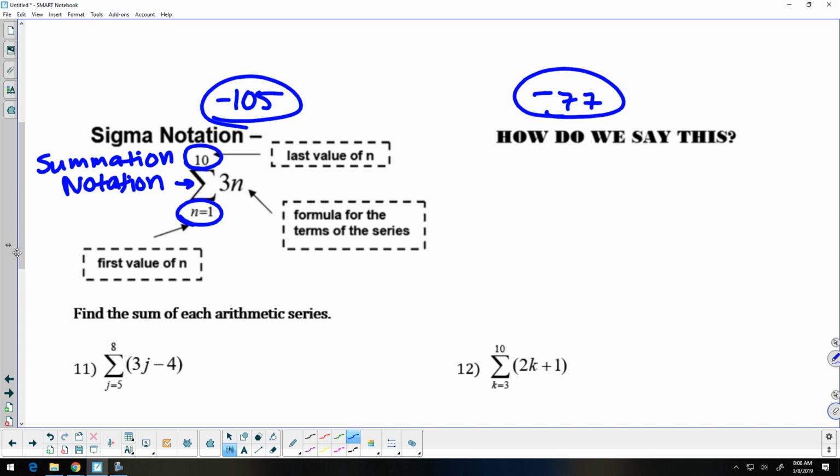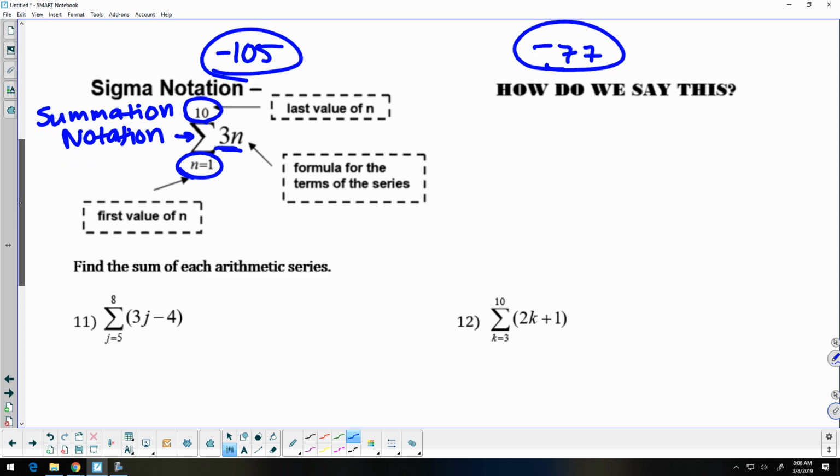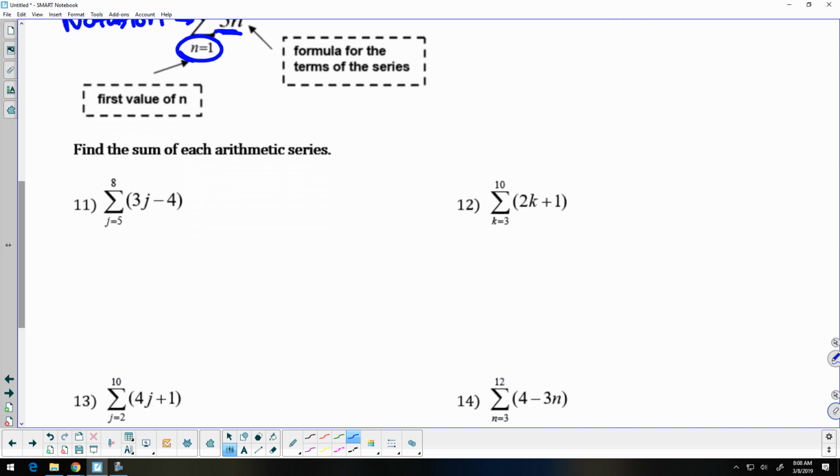And then how you figure out what the first term is, you just plug in to this formula, 3n. It even says formula for the terms of the series. So like I said, if you want to find the first term, you just plug in 1 for n. If I want to know the second term, I plug in 2 for n. If I want to find the 7th term, I plug in 7 for n, and so on and so forth. So these are actually super easy. I know they look intimidating, they look kind of scary, but these are actually pretty easy overall.